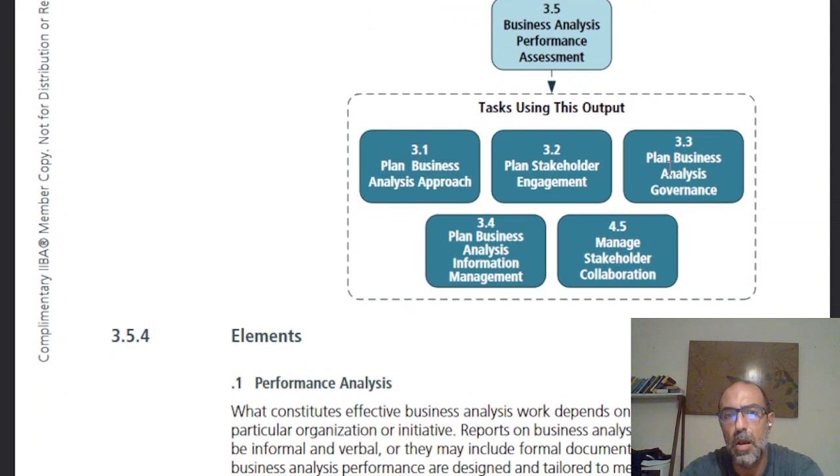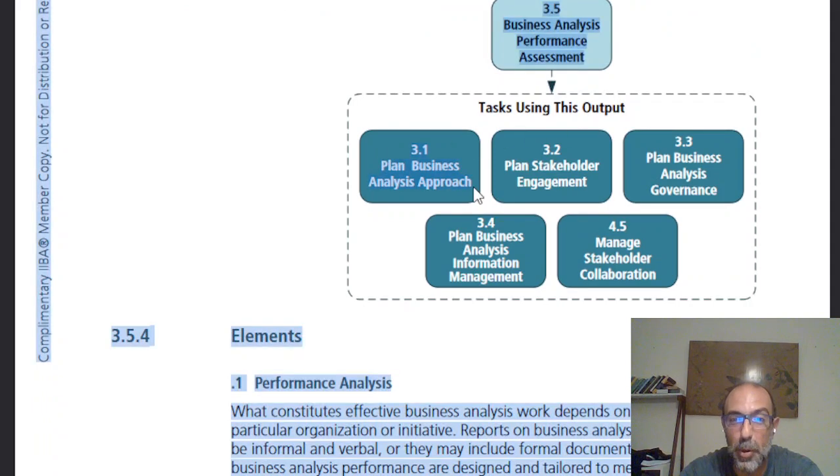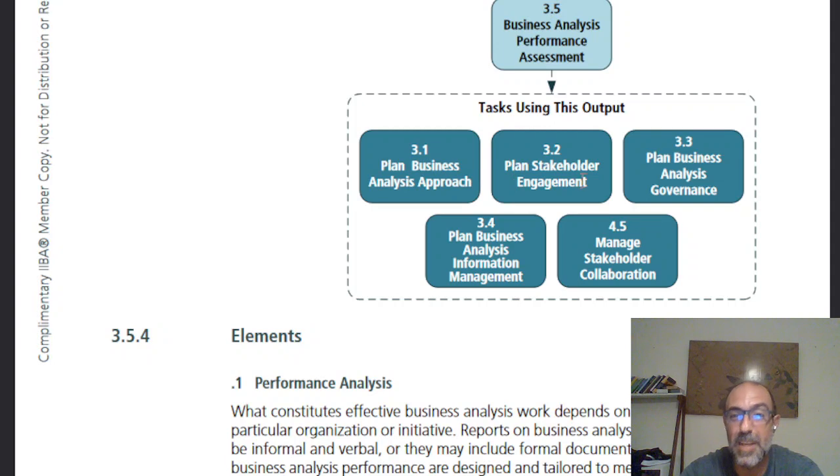Amazing. And the tasks that use this output, look at this: 3.1 plan business analysis approach, the stakeholder engagement, the business analysis governance, and the business analysis information management. That's why iterating on top of things is amazing. Why? Because as you're doing these tasks, you take some chunk of time to review performance. And while you do that, these tasks change because they take whatever assessment you got, and they do it differently. And at 4.5, managing stakeholder collaboration.